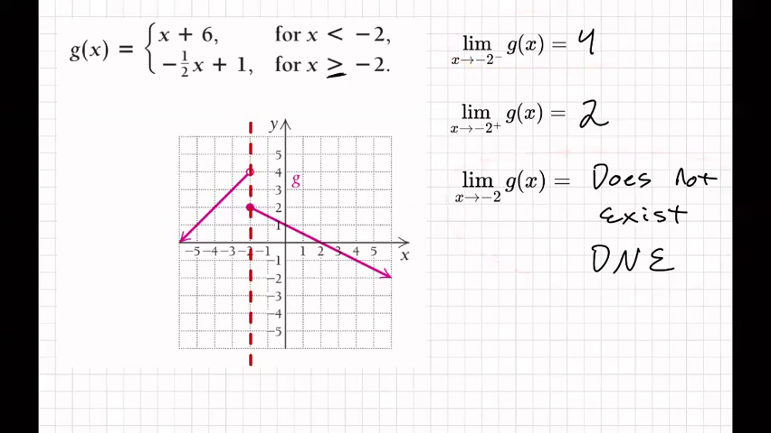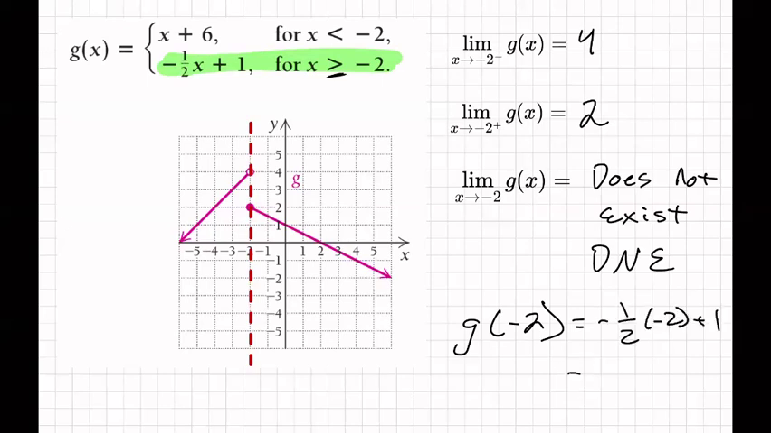Now, keep in mind, as I mentioned, in this case, if you plug in -2, so like if we say, hey, what is g of -2? We would have to use this second equation here, okay? So if we do that, it'd be -1/2 times -2 plus 1. Sorry, that's 1, not 4, plus 1, which equals 2.